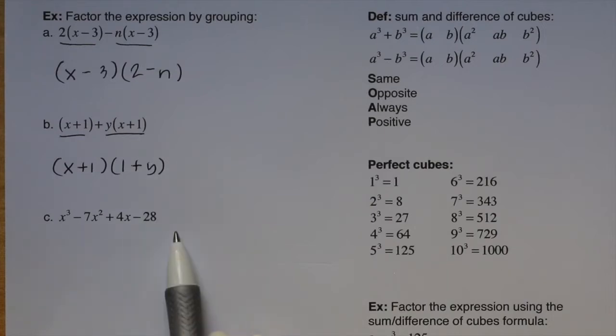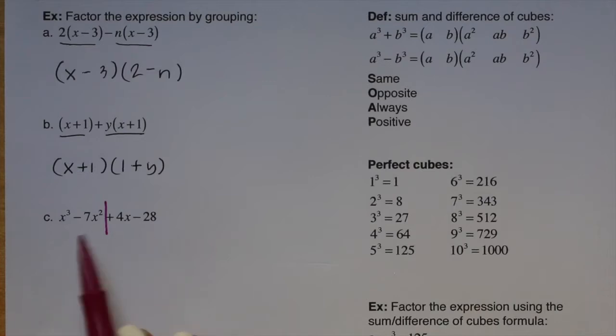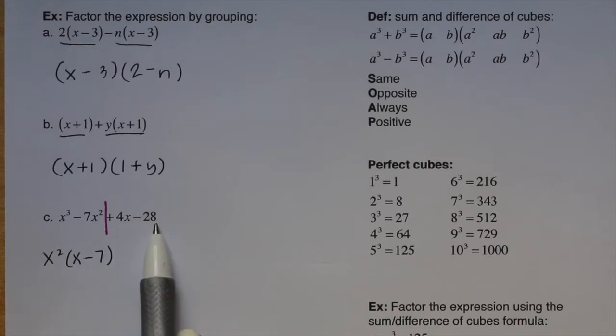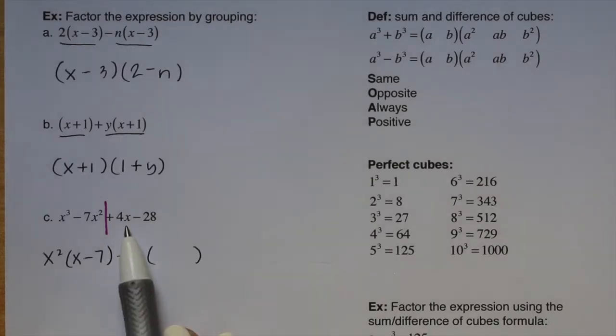Part C looks a little different because it's not starting with parentheses. So what we're going to do is think of this in parts. For this first part, you can see that the greatest common factor would be x squared. So we're going to factor that out. When you factor out x squared from both of these terms, you're left with x minus 7. Over here you can factor out 4. You're going to also be left with x minus 7 in the parentheses.